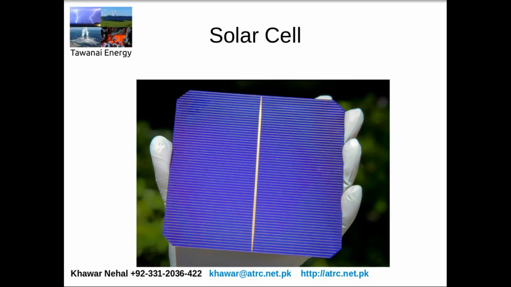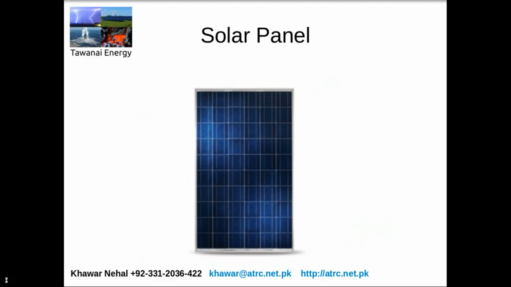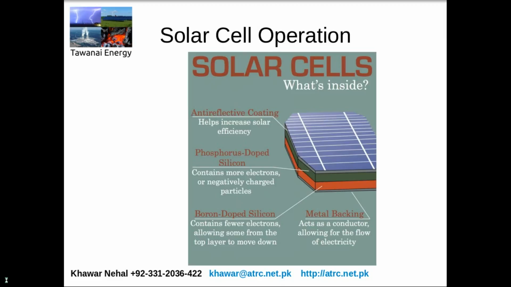So let's start. This is a picture of a solar cell. It is something that converts sunlight into electricity. A lot of these combined together make something called a solar module. We also call this a solar panel.